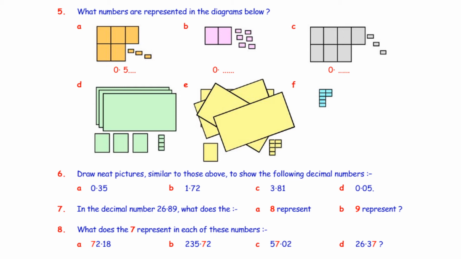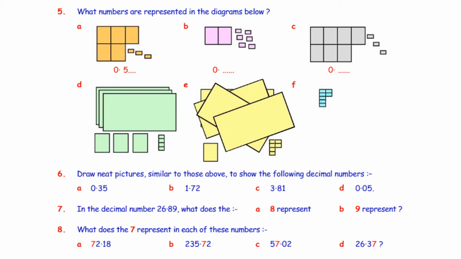And 6, again, is exactly the same as yesterday, to draw pictures. 0.35, 1.72, 3.81 and 0.05. That will be the quickest one to draw, but take care with it.